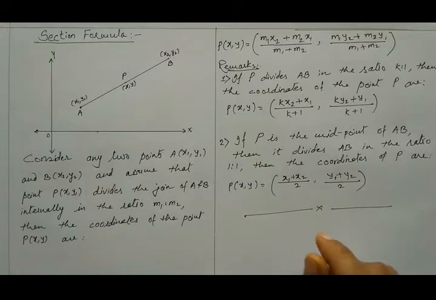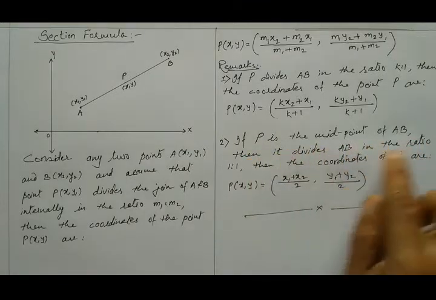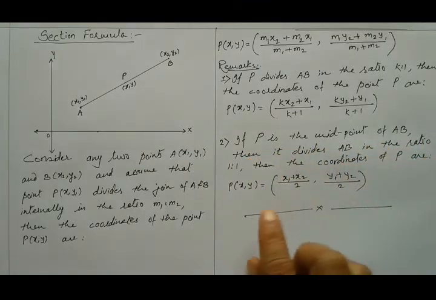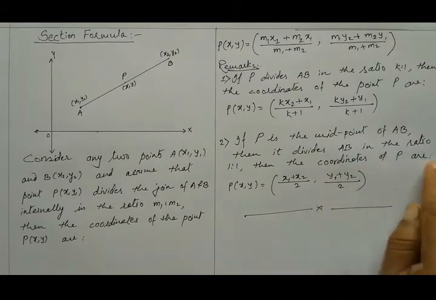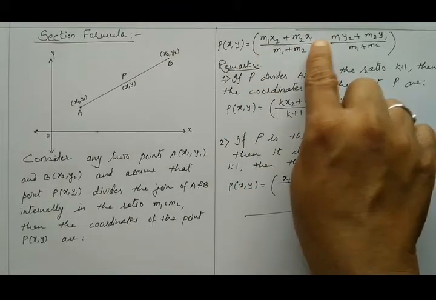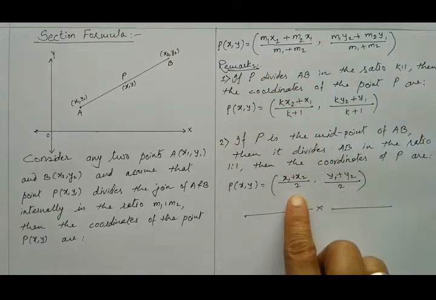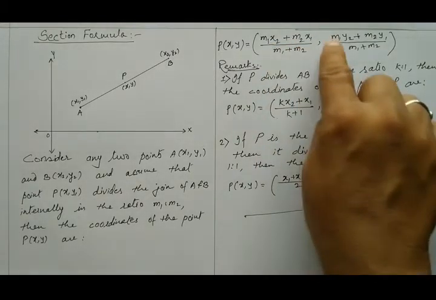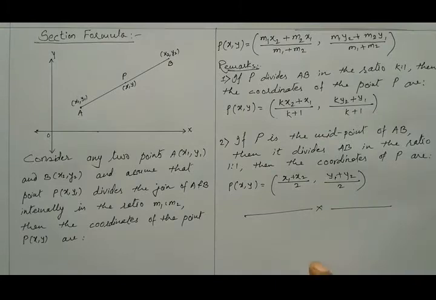If m1 is to m2 is equal to 1 is to 1, then this is a second remark. If P is the midpoint of AB, then it divides AB in the ratio 1 is to 1. Then the coordinates of P are, m1 will be 1 and m2 will be 1, so x2 plus x1 upon 1 plus 1. So that is x1 plus x2 upon 2. Same way here it becomes y1 plus y2 upon 2.